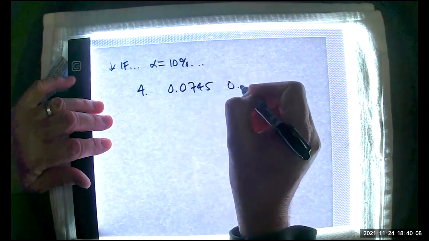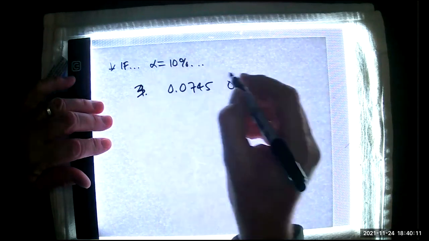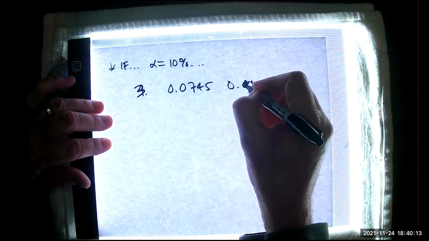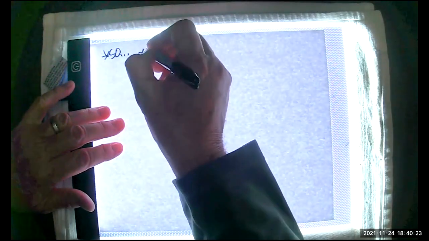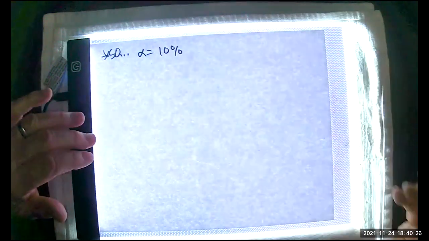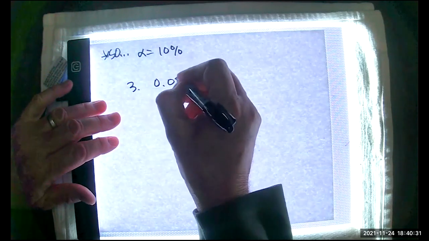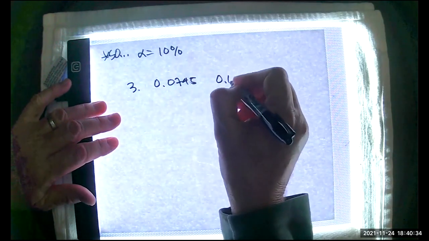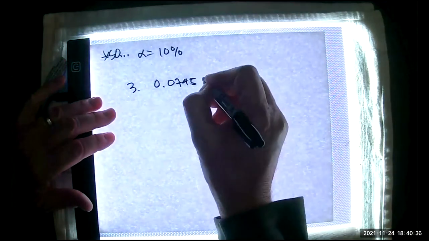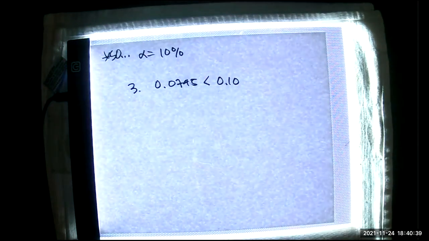step number 3, 0.0745. Oh, I gotta do that again, that's too messy. Can't erase Sharpies. So now alpha is equal to 10%. Step number 3, 0.0745, 0.10. If I've changed my level of significance, that might change my interpretation of the outcome of the test.